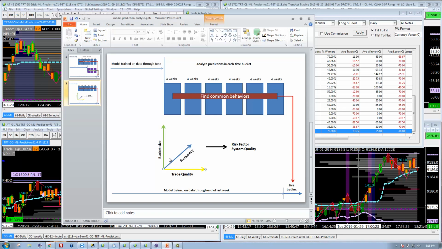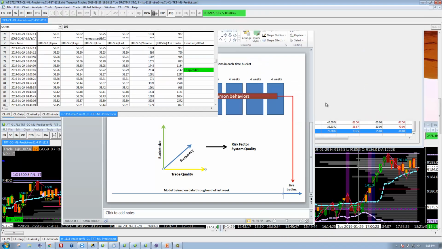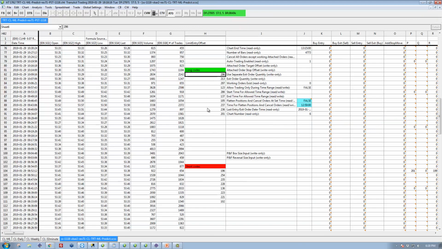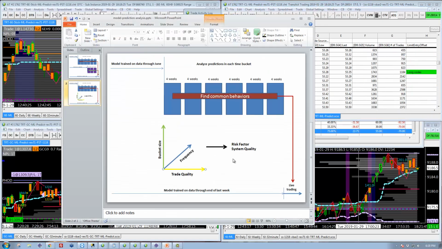I did that for oil. I was able to finish that analysis for oil over the weekend, and that's what's running in oil now. Oil has a set of behaviors. This went out to members, saying these are the behaviors, long and short, that show the best combination that I could find, the optimal combination of bucket size to frequency to trade quality.